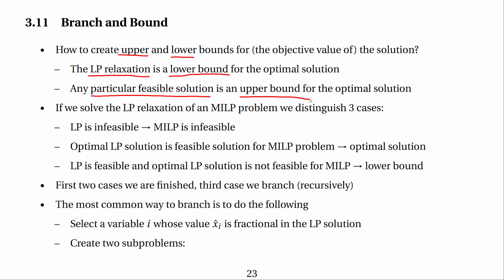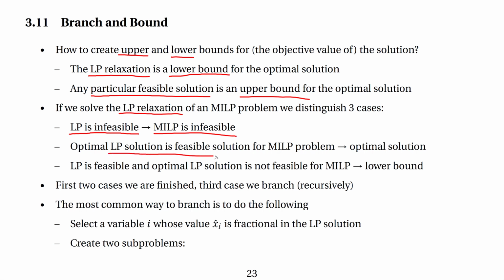Further, any particular feasible solution is an upper bound for the optimal solution. So in case where we can find at least one feasible solution, we already have gained something that is an upper bound. And in the case that one feasible solution is fairly close to the lower bound, then we can know already that we have a pretty good approximation available. So let's say we start with our problem, and then we run an LP relaxed version of the problem. And then we look at the solution, and we can distinguish three cases. First, the linear program comes back and tells us it's infeasible. If the linear program is infeasible, we know that the mixed integer program is also infeasible.